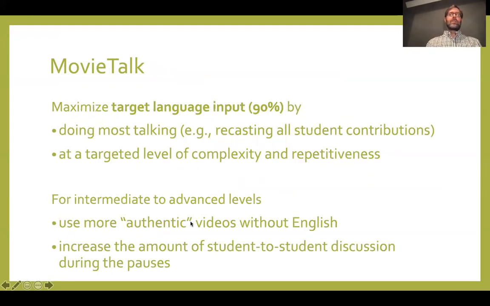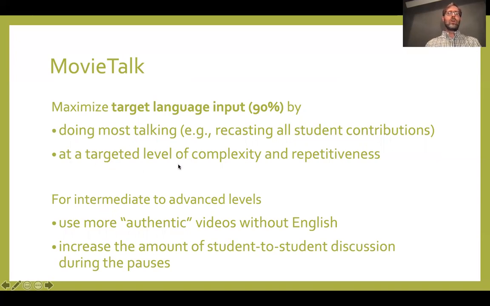You're going to maximize the target language input so that they experience 90% of the target language over the course of the movie talk, by doing most of the talking yourself, especially at the novice level. For example, recasting all students' contributions for that chance to repeat the language, but also give them the most native speaker-like or standardized version of the language.